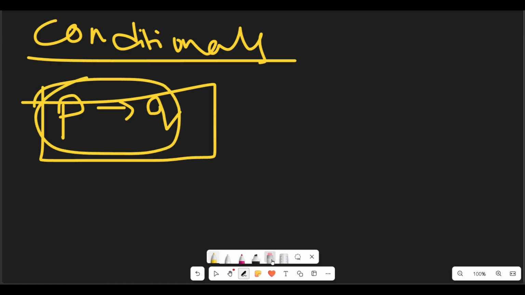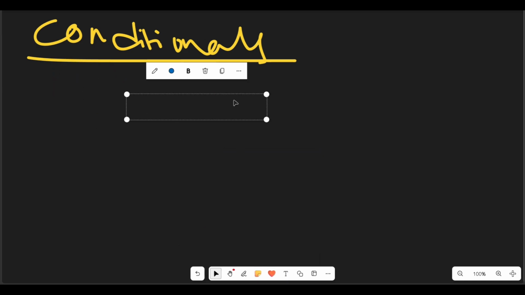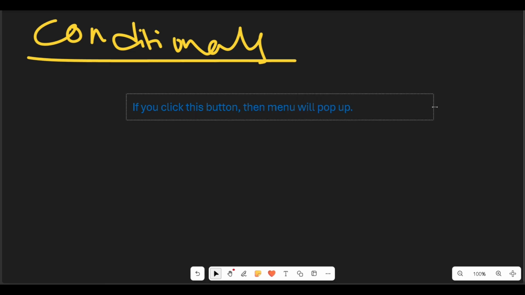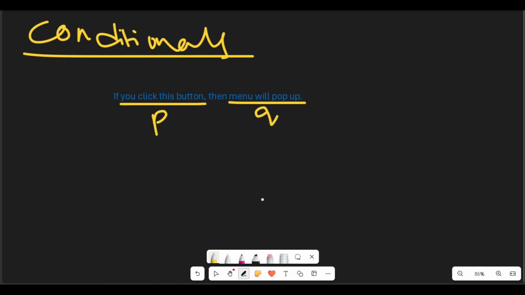So, let's start with an example. For a conditional, you click this button in any well-formed formula. So, this is our conditional statement. If you click this button, this is the P, then a menu will pop up. This is the Q. So the truth table of a conditional is P, Q, P then Q.